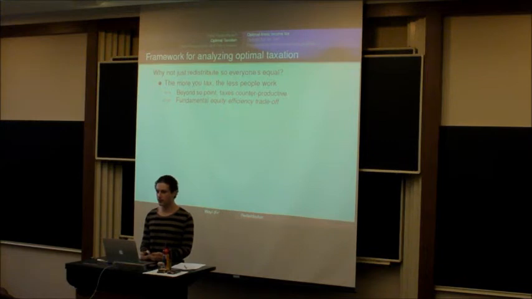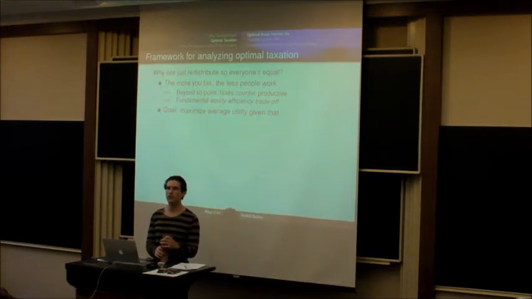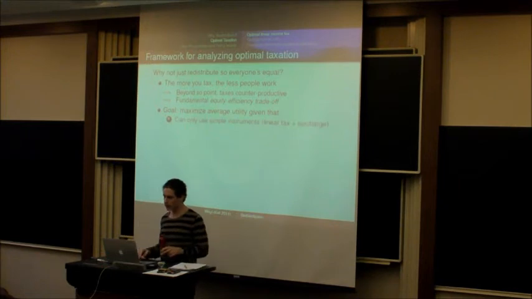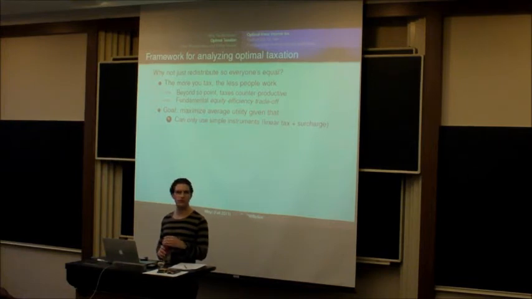And this leads to a fundamental trade-off that's often called the equity-efficiency trade-off, which is that you want to tax from the rich to the poor so that you can redistribute wealth, but the more you tax, the less that the rich will earn, and therefore the less money you'll have to redistribute. And so our goal is going to be to maximize average utility, given that we're only going to consider using some simple instruments, namely, yeah, Sean?